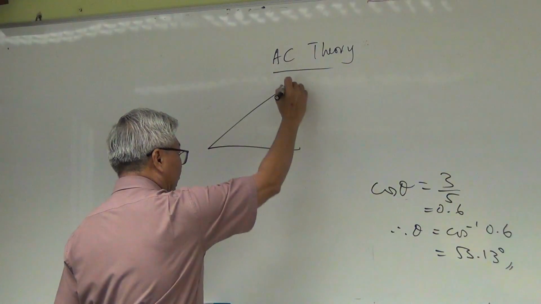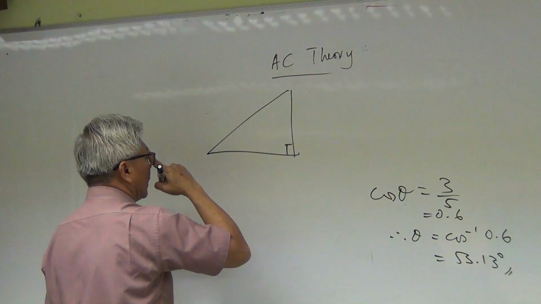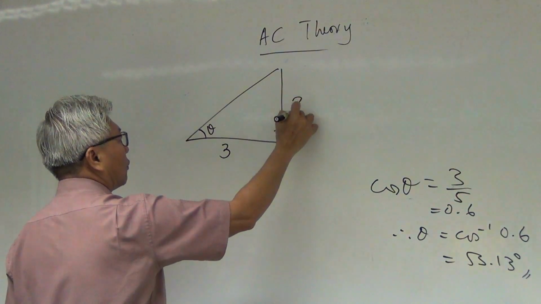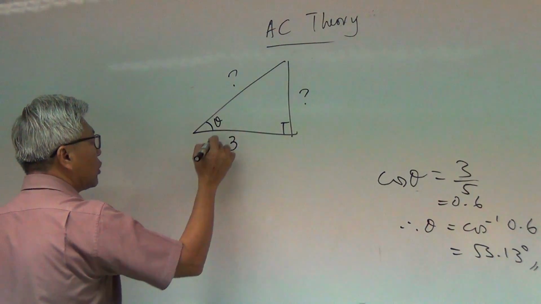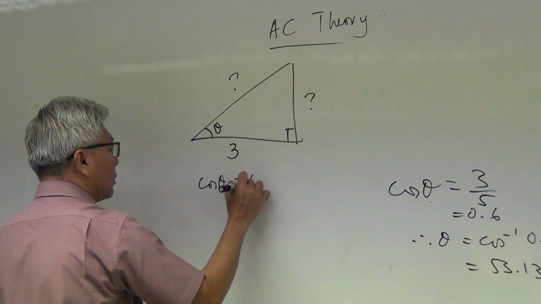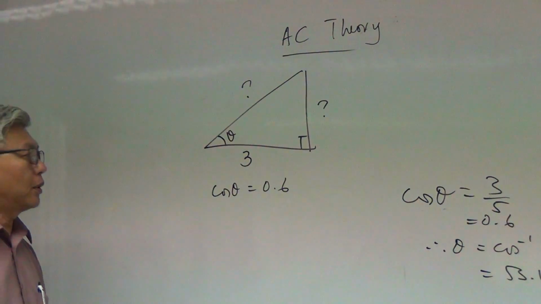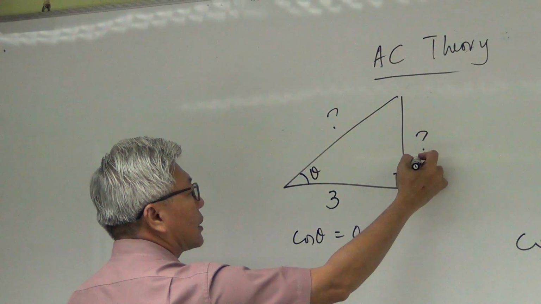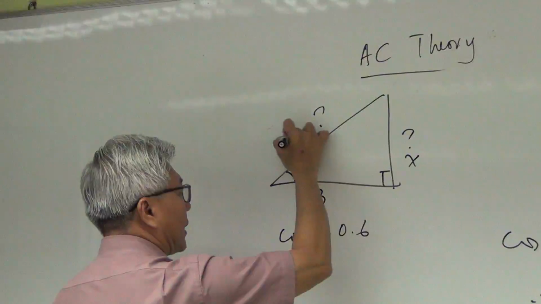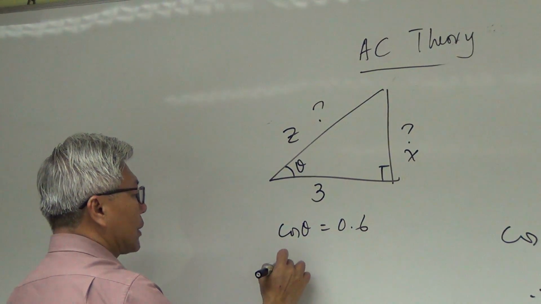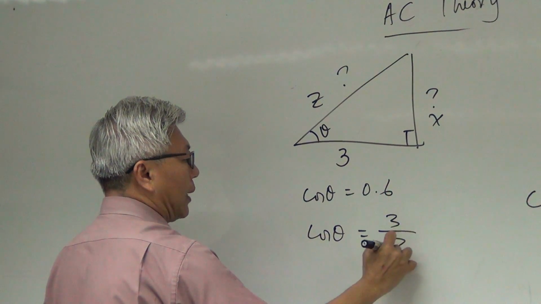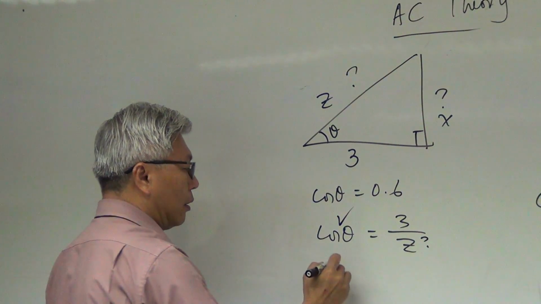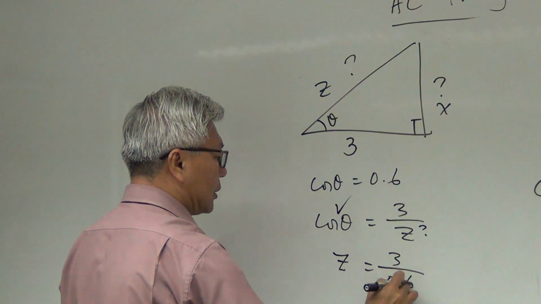If I were to give you a right angle triangle, and I say this is theta and this is equal to 3, then I ask you to find the other sides. And I give you the information that cosine theta is equal to 0.6. Then you say, okay, how do I find these two things? Let me call them x and z. Cosine theta is equal to 3 divided by z. I know cosine theta. Can I find z? Of course. Z is equal to 3 over 0.6. So you get the answer.